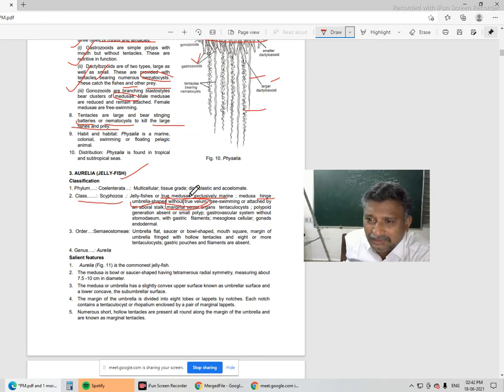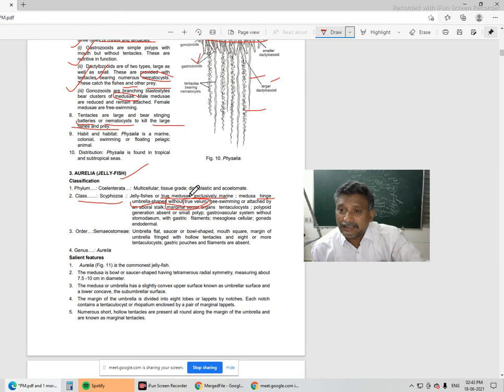Like that, here the tissue grade of organization is observed in one organism. Immediately we can say that organism belongs to which phylum? Try to think. Porifera, sir. Not Porifera, because I am saying the tissue grade of organization is observed in the Coelenterata. Not only Coelenterata, because the tissue grade of organization begins from Coelenterata.